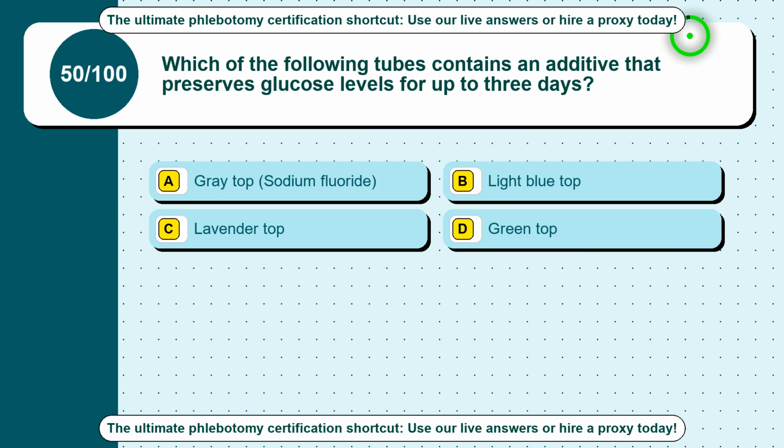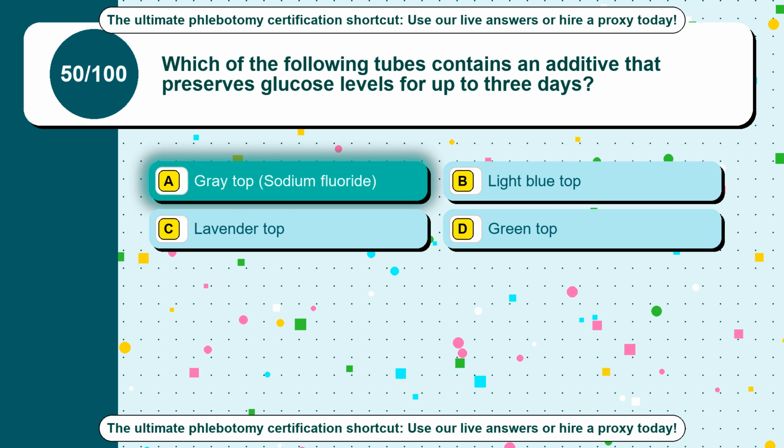Question 50. Which of the following tubes contains an additive that preserves glucose levels for up to 3 days? Option A, gray top, sodium fluoride. Option B, light blue top. Option C, lavender top. Option D, green top. The correct answer is option A, gray top, sodium fluoride.